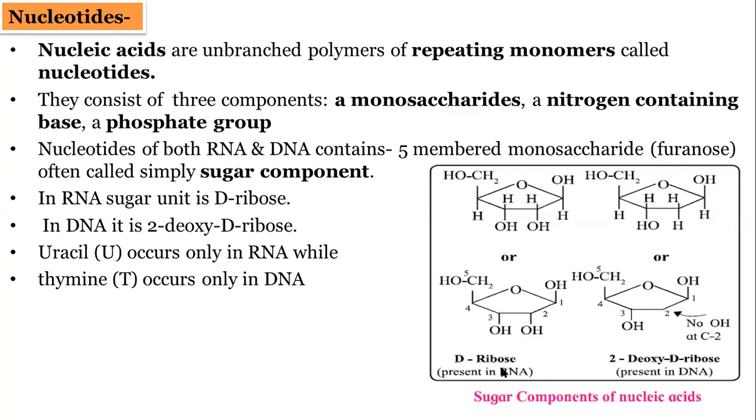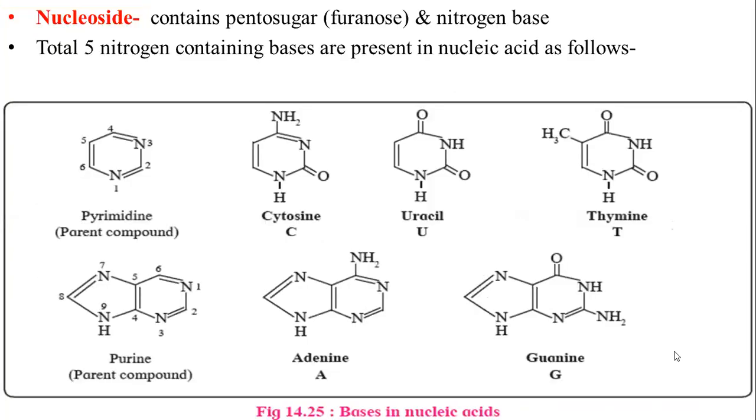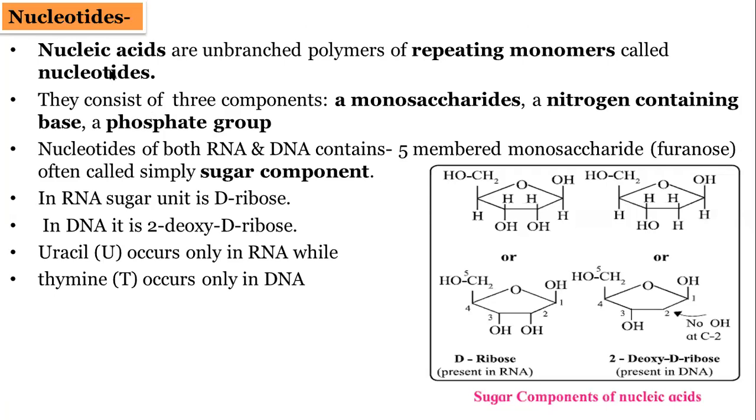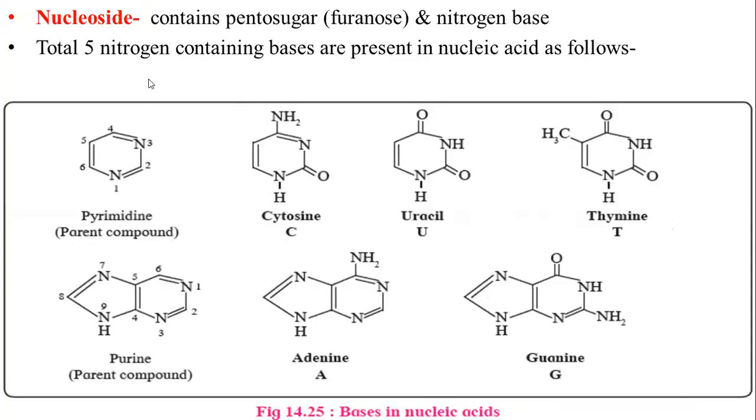And in D-ribose, OH is there on the first carbon, second carbon OH, third carbon OH, and on the fourth carbon CH2OH is there. So both the structures are actually the same, only on the second carbon OH is not there. That's why it is called deoxyribose, which is present in DNA. Nucleotides are different and nucleosides are different.